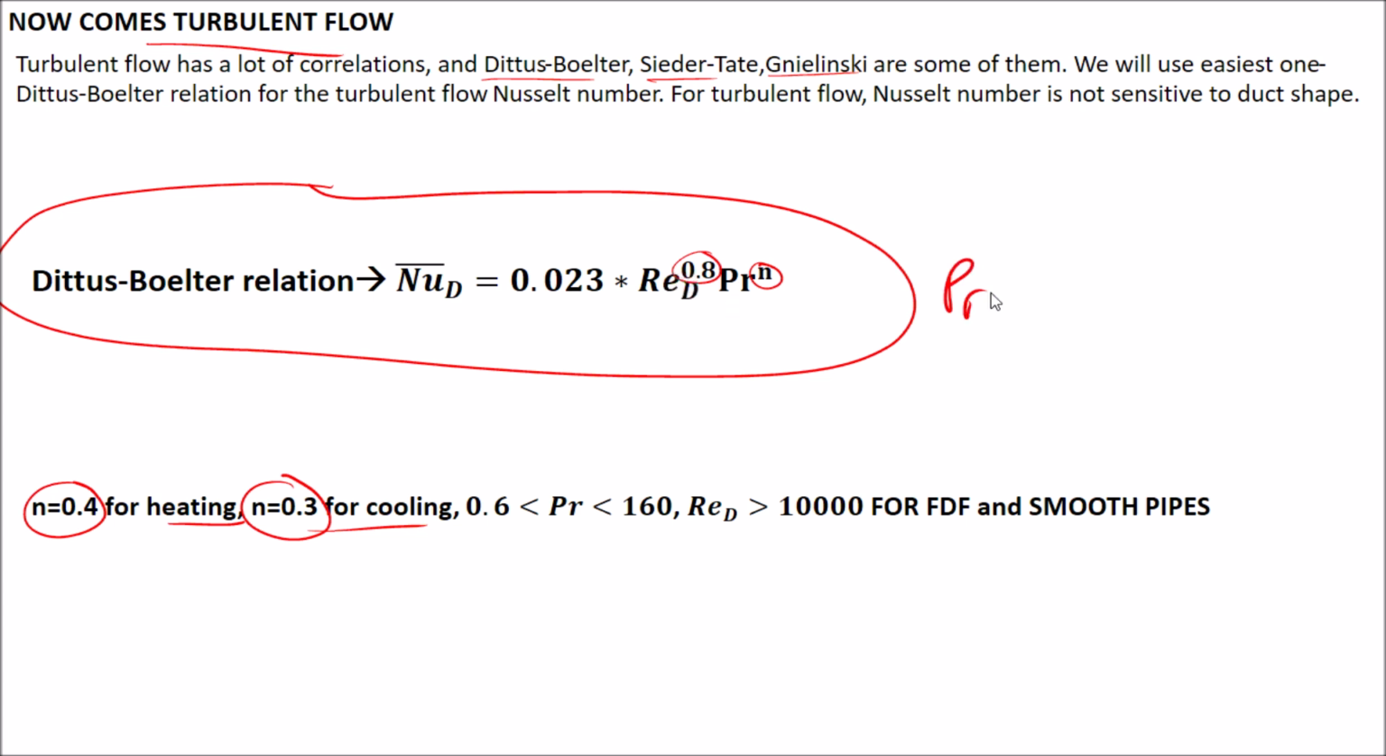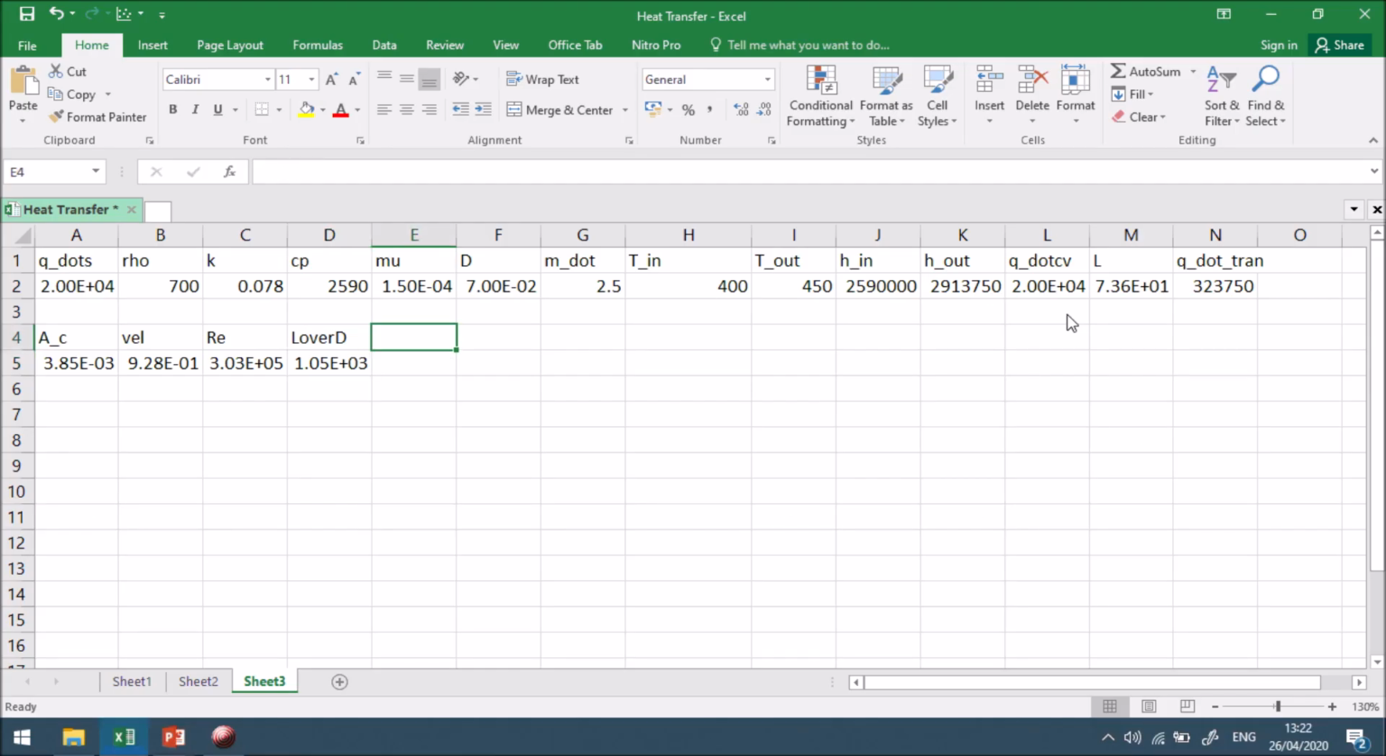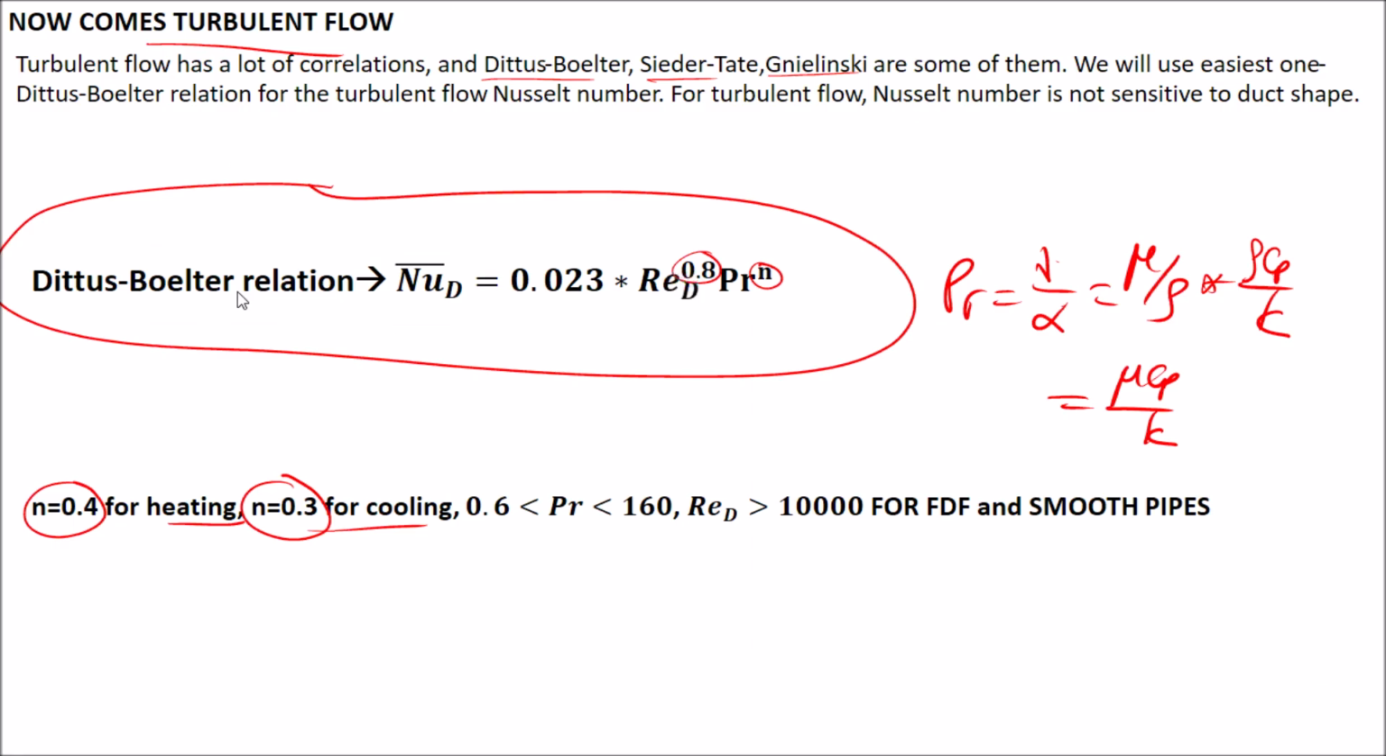Okay, Prandtl number will be nu by alpha. Nu is mu by rho, alpha is k by rho Cp. Therefore, it will be rho Cp by k, and then it will be mu Cp by k. This will be the Prandtl number. Let's find the Prandtl number. It will be viscosity into specific heat value divided by the conductivity. This is the Prandtl number, and the Nusselt number will be 0.023 Reynolds number to the 0.8, Prandtl number to the n. Okay, and in our case it is heating, therefore n will be 0.4 because we are heating the fluid.